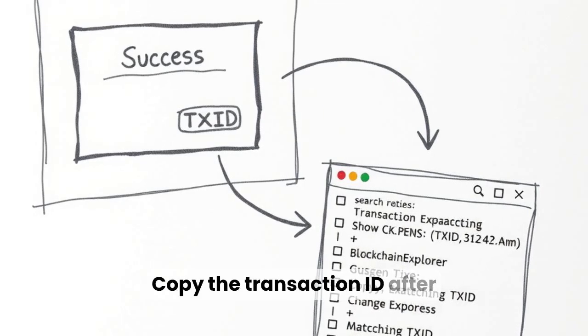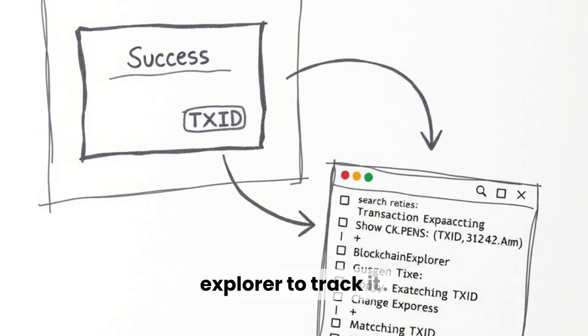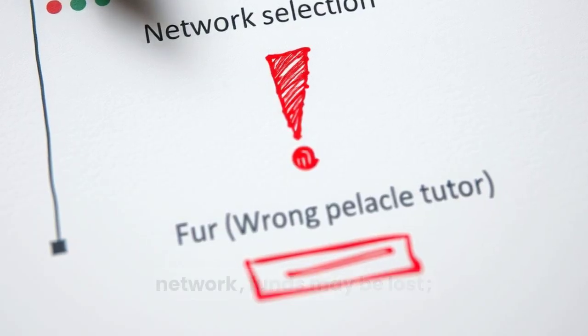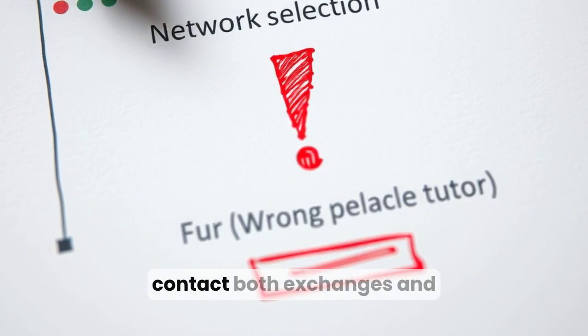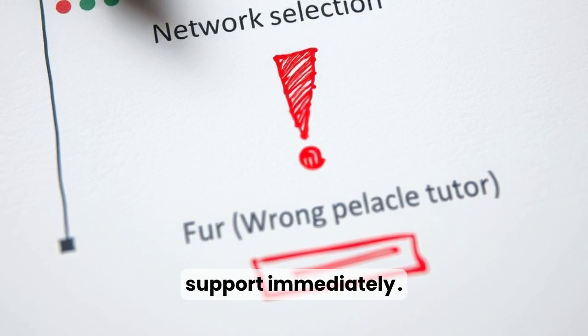Copy the transaction ID after sending and use a blockchain explorer to track it. If you selected the wrong network, funds may be lost. Contact both exchanges and support immediately.